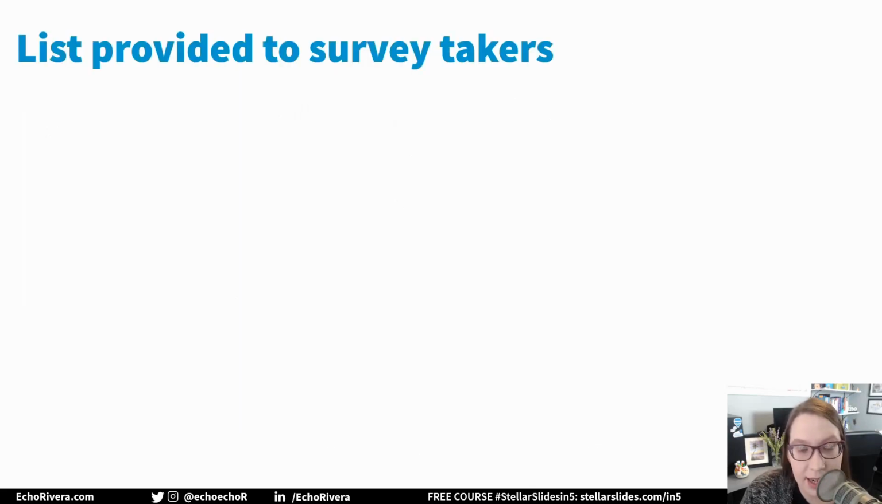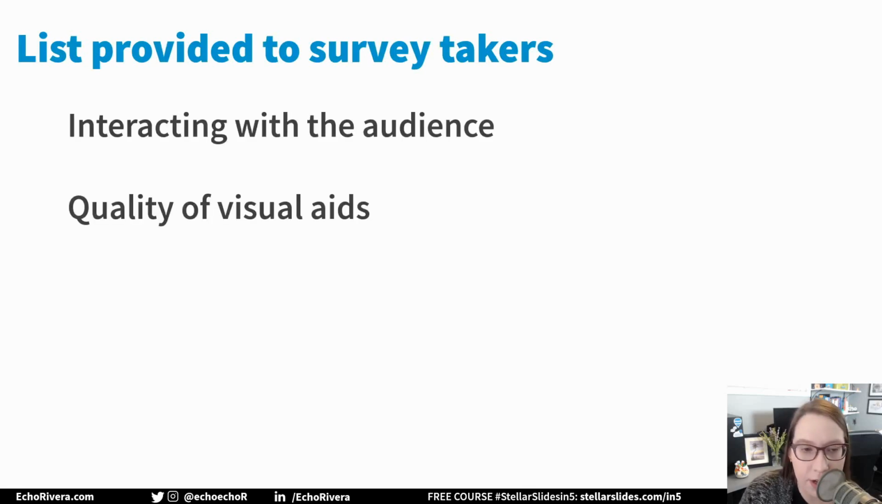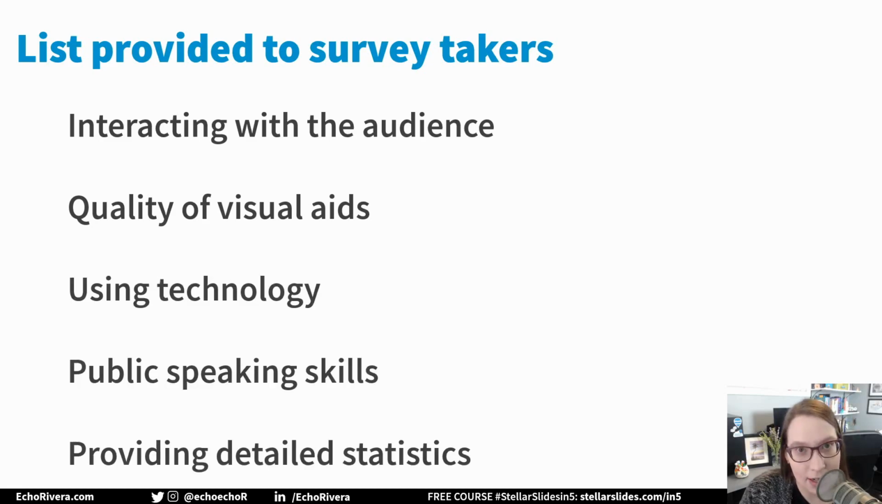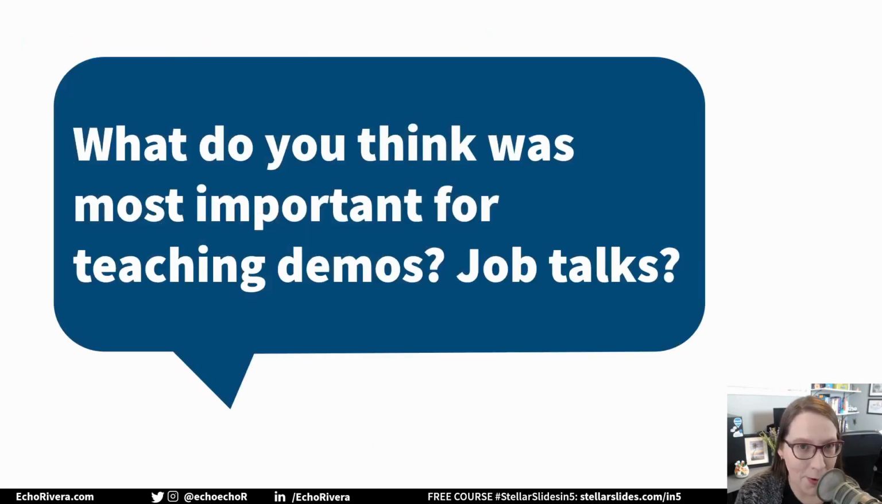And again, that list of things they asked about included things like interacting with the audience, quality of visual aids, using technology, public speaking skills, and providing detailed statistics. The list was a little different for job talks versus teaching demos, but they all basically hit on the core categories: engagement, technology, showing all the facts, design, and public speaking skills. So what do you think was most important for teaching demos and for job talks? You don't have to comment, but I do want you to take a quick second and I want you to guess. I really want you to think about what you think faculty said was the most important for a successful research talk and teaching demo.